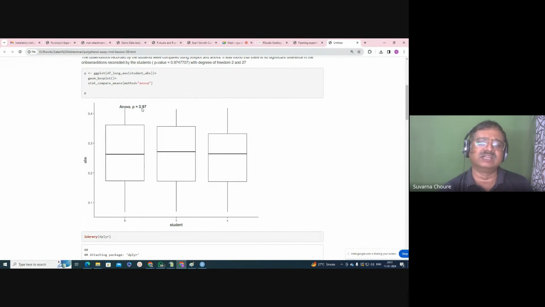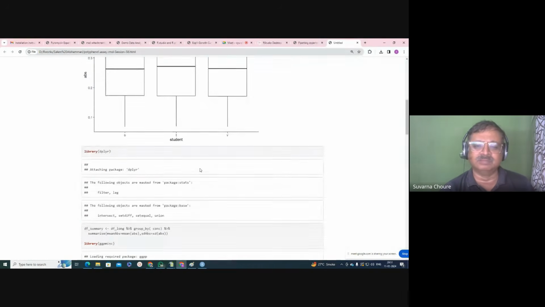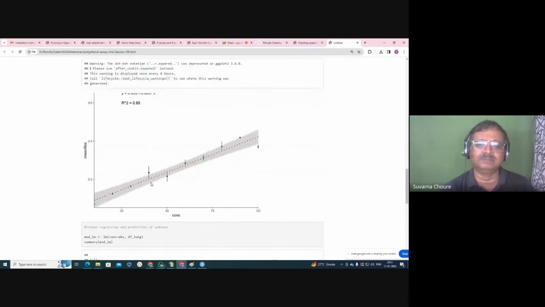This is the ANOVA result, 0.97. No statistically significant difference. The readings are almost similar. The experiment is working quite beautifully. This is the calibration curve. This is equation. This is getting overlapped. I have to adjust it a little. And R square value is 0.95, almost linear.